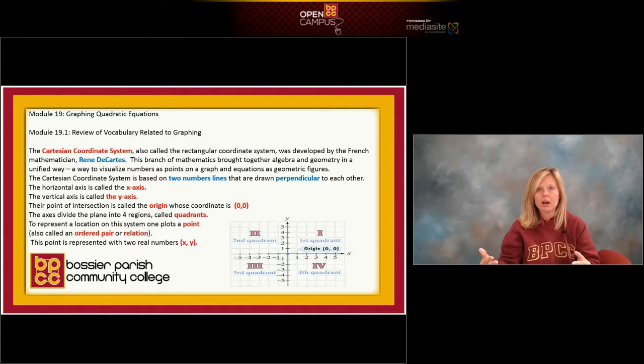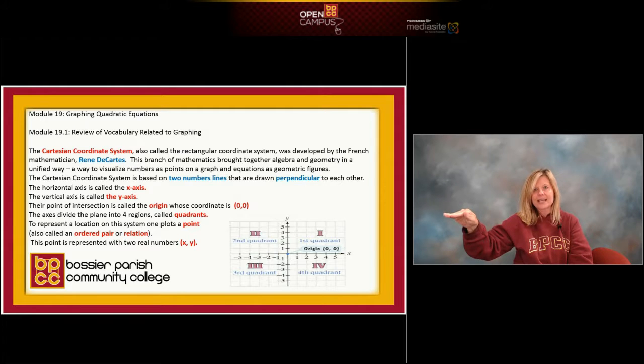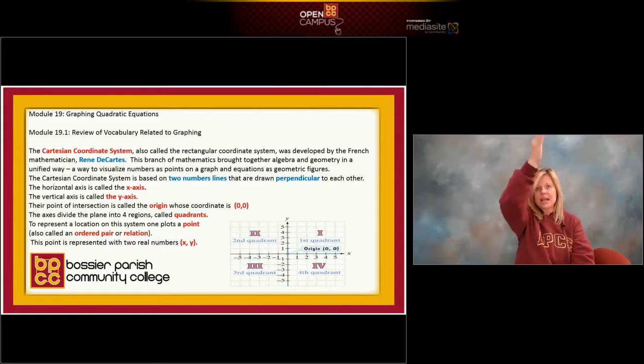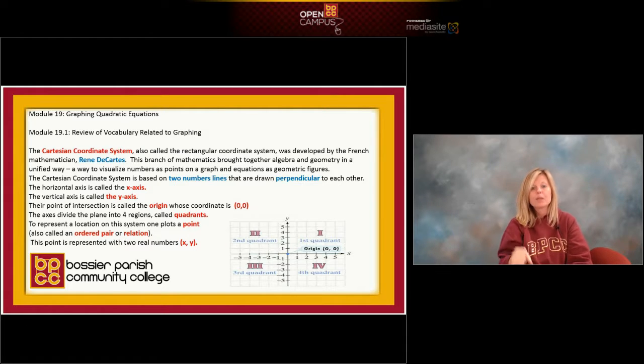Those two number lines are what we call our axes. The one that goes across horizontally is your x-axis, and the one that goes up and down is your y-axis. And the point where they intersect is labeled the origin. And that's denoted with the numbers 0, 0. Because 0 means you haven't yet moved to the right or left, and 0 means you haven't yet moved up or down. So that is always the starting point, the origin, when you go to plot a point.